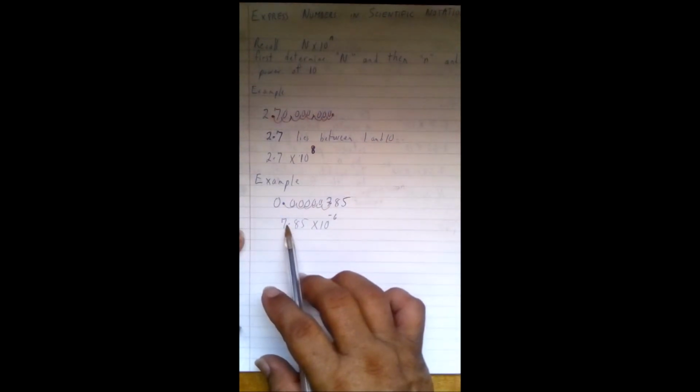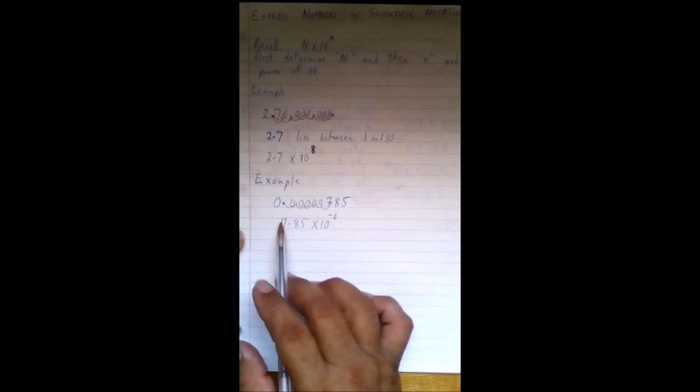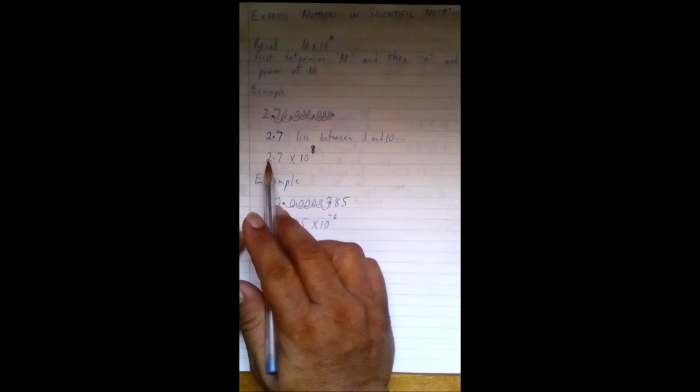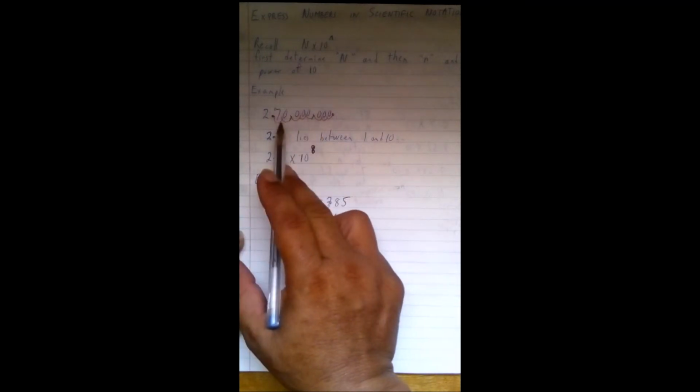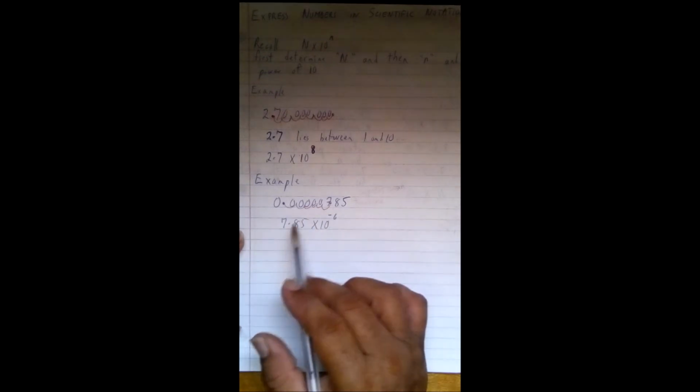In other words, look at this number. It became 7.85. There's only one value here on the left hand side of the decimal. There's only one value here on the left hand side, but this was a large number, looks small. This was a small number, looks bigger. All right, so we put the negative.